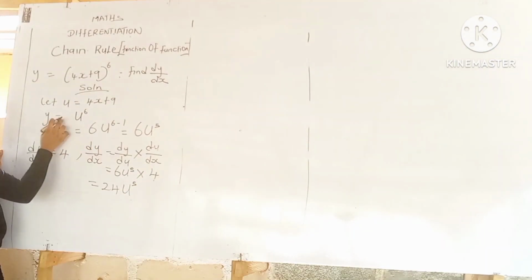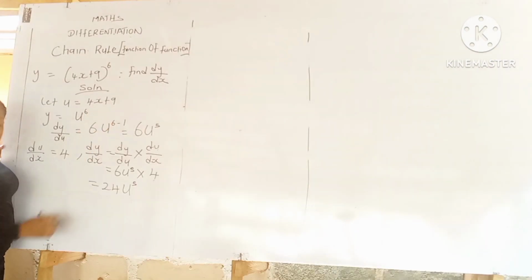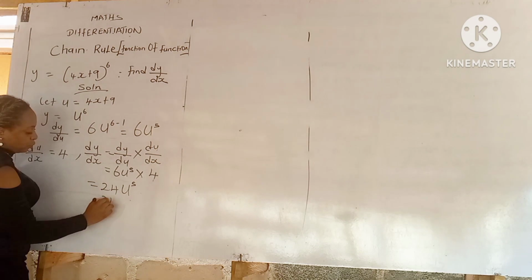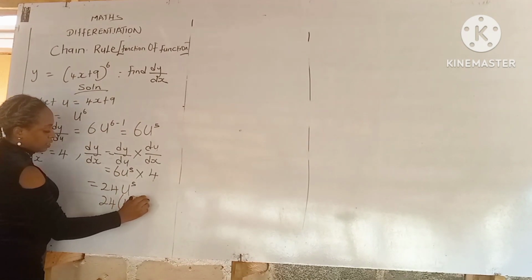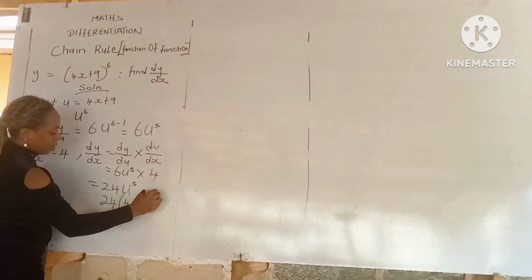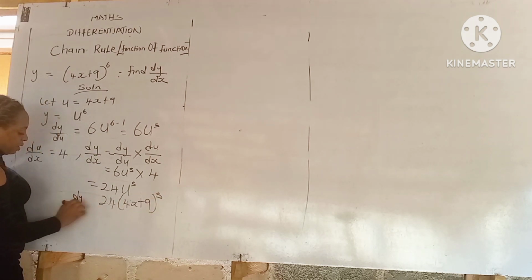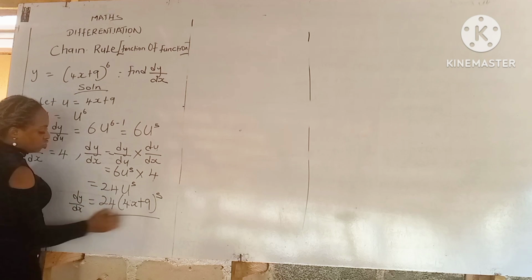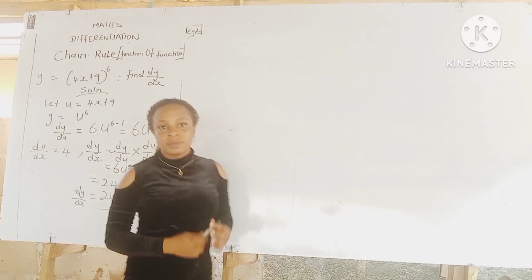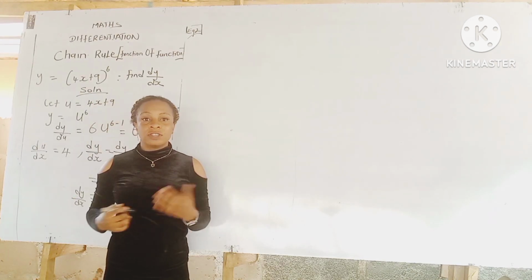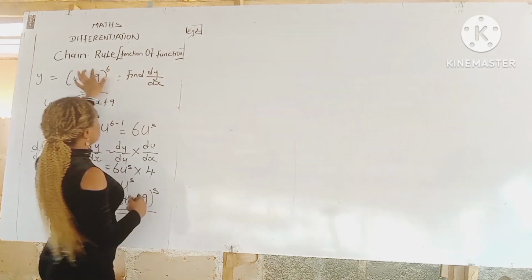We know our u as the value of 4x plus 9, so you put it inside, you have 24 bracket 4x plus 9 raised to power 5. So this is the derivative of this. This is the chain rule for dy over dx. That is the derivative.